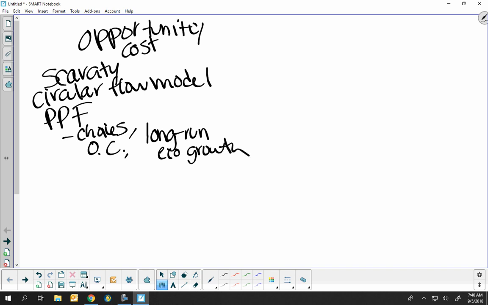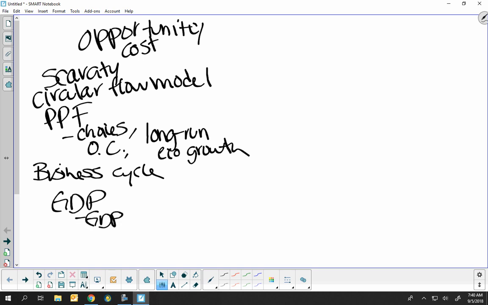Sticking to the graph of the business cycle: expansion, peak, recession, trough. Talking about expansions and peaks, of course, we go into our economic indicators, GDP, and to branch off that, GDP versus GNP, the equations, what's included, the idea of double count.